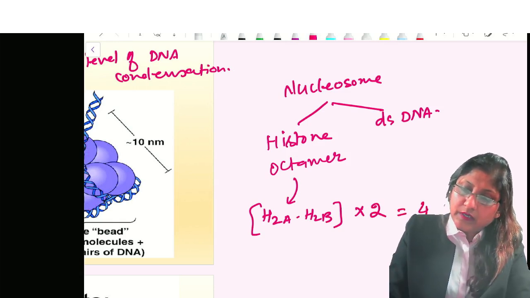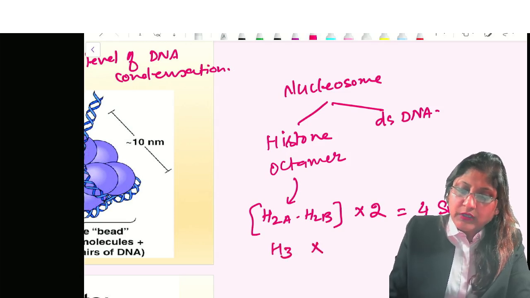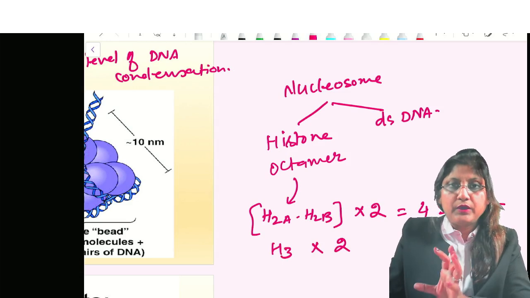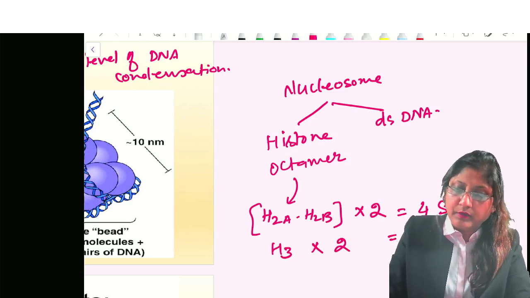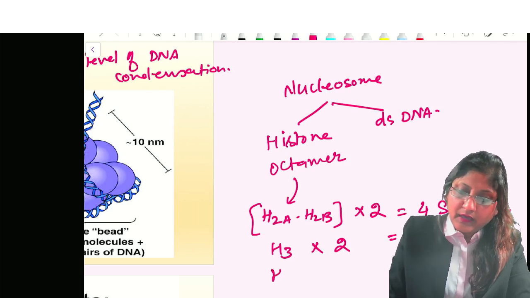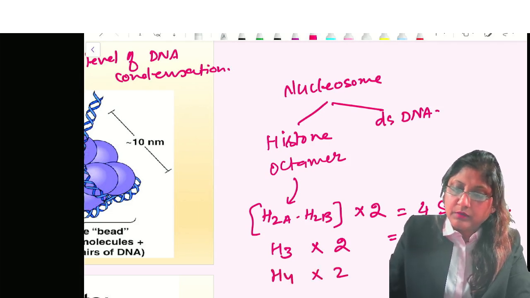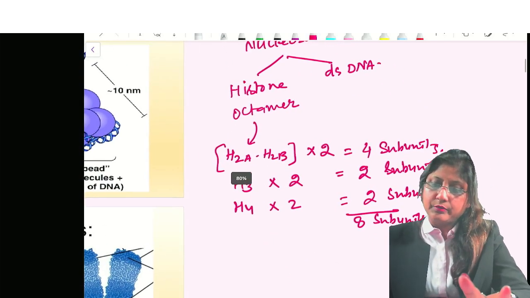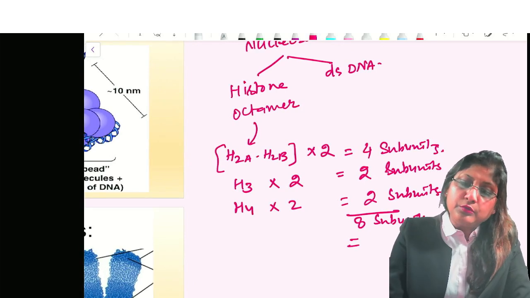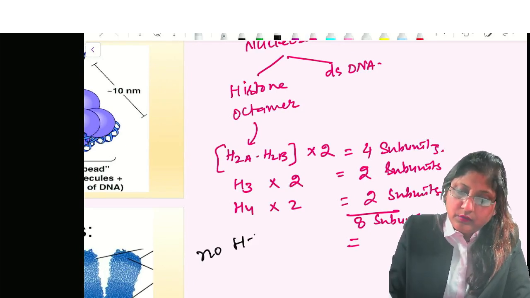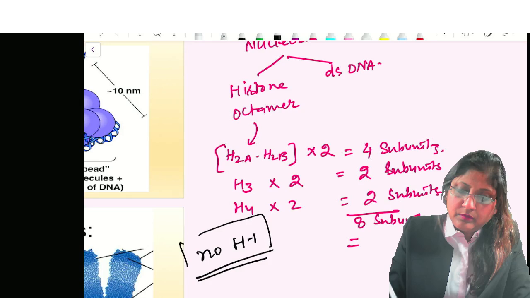So this is equivalent of 4 subunits, isn't it? Then similarly, H3 protein subunit is there, and that too 2 in number. So this is again going to make you 2 subunits here, right? And H4 is also going to be 2 in number, so it's going to make you 2 subunits again here. So it's going to be total 8 subunits. That is why it is octamer. You do not have H1 in histone octamer.